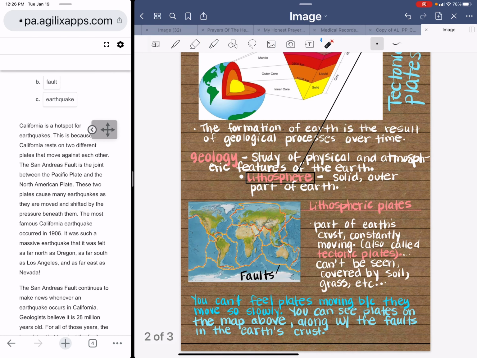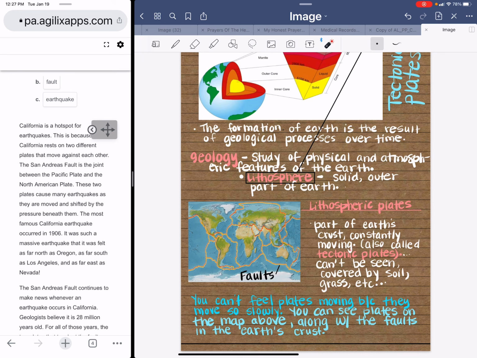And then next we're moving on to lithospheric plates. That's part of the earth's crust that's constantly moving. You can see those denoted here in the picture by the orange lines. They're called tectonic plates. They can't be seen because they're covered by soil and grass and mountains and hills. You also can't feel them moving because they move so slowly. They move slowly, like you know how you can't feel your hair growing and you can't feel your nails growing? That's about how slow the plates are moving.